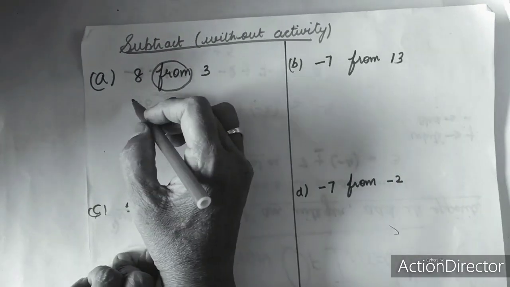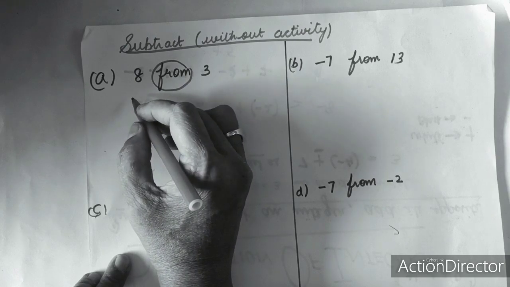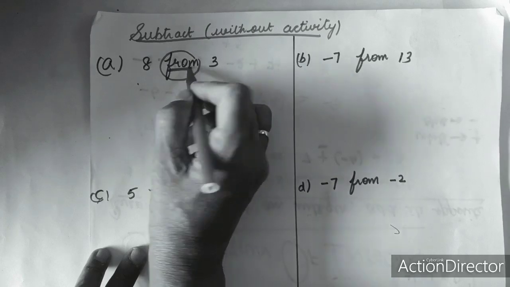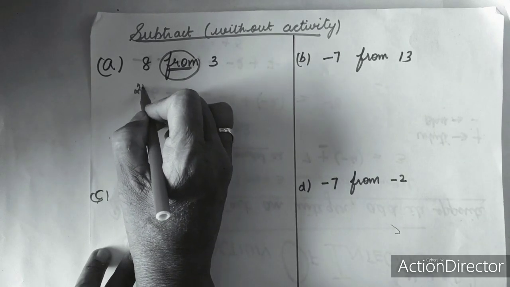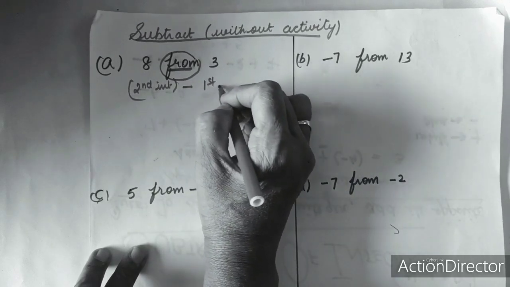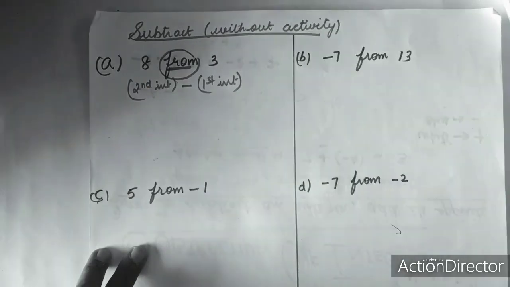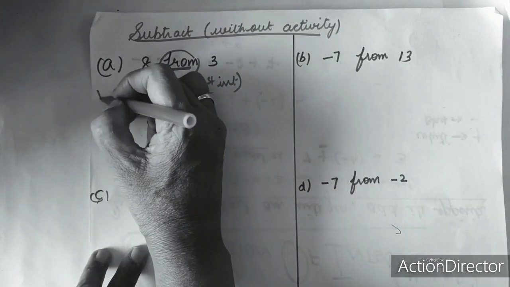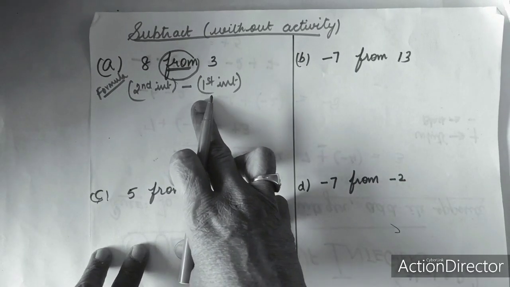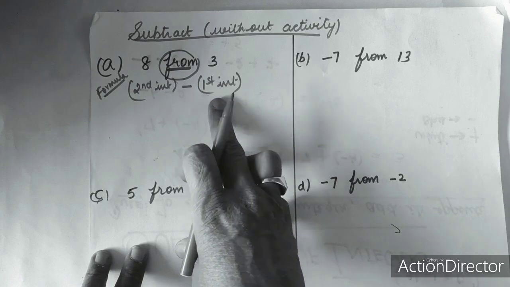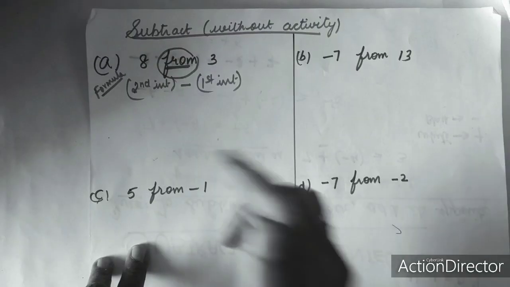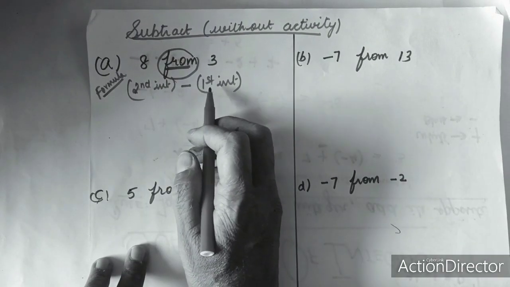So that step I will be writing. If I write this step, I will not make many mistakes in the calculation. Since there is the word from, I am going to write: second integer minus first integer in bracket. If you remember this formula, it will be very useful for you in the next chapter, the ongoing chapter on algebraic expressions. So please remember this formula: second integer minus first integer.